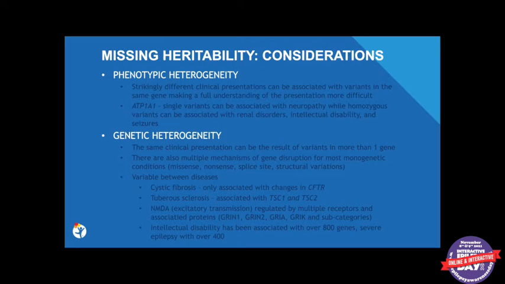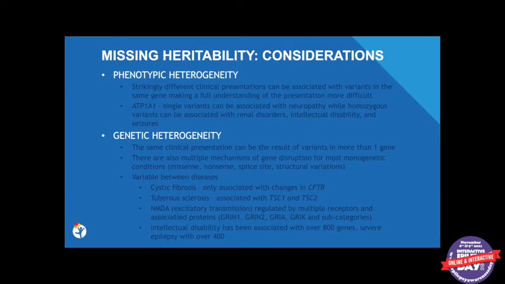So we can't just look in one spot, we have to look in a variety of different places, and that makes it hard to figure things out. In addition, even if we identify a single gene like TSC1, there are lots of different genetic mechanisms which can cause disruption in that gene.